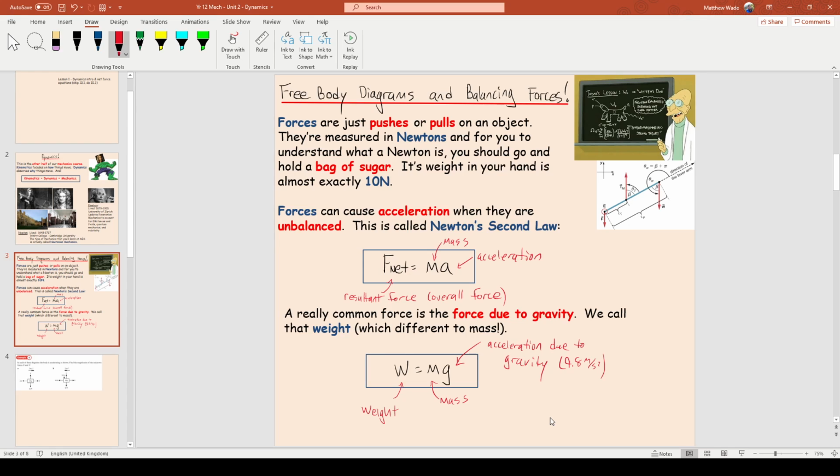So there's all the basics of it. There's the physics side of it. There's me getting really into it just because I like it. But yeah, I want you to understand the basics of it. F net is an overall force. It's equal to the mass times acceleration.